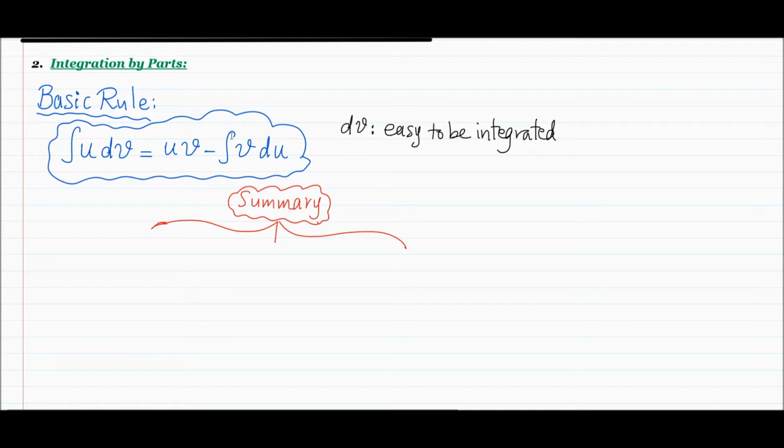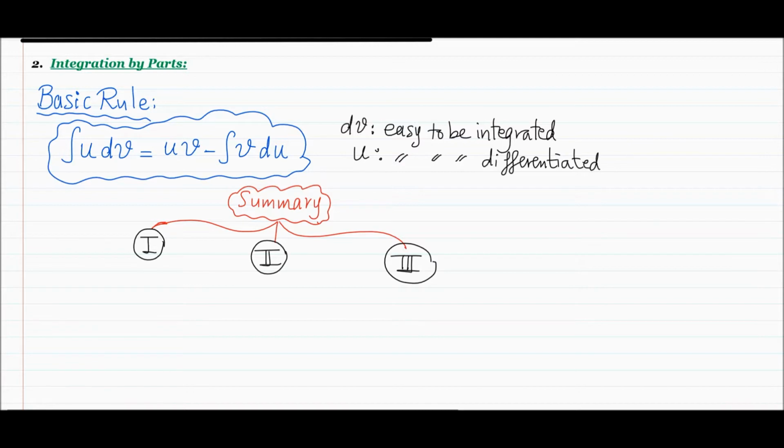And then you will need to use du, and in the problem you only have u, so the selection of u must be a function easy to be differentiated. This is the main aim of this technique of solution: to select the suitable u and dv. So as a summary, we have three groups of this problem: group number I, group number II, group number III.